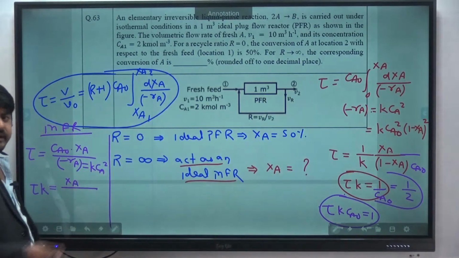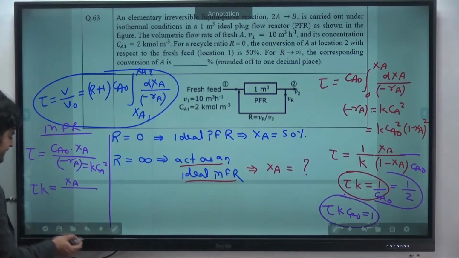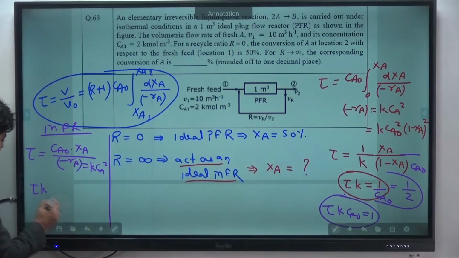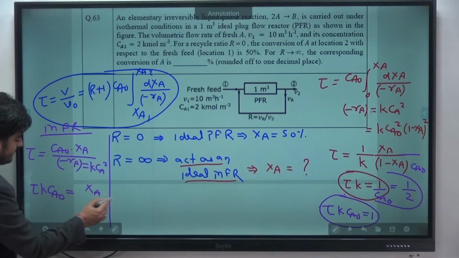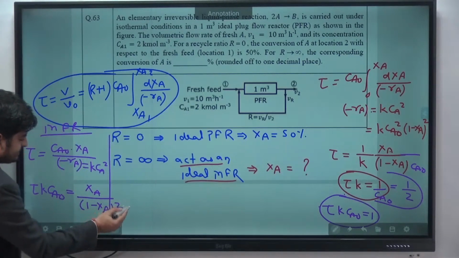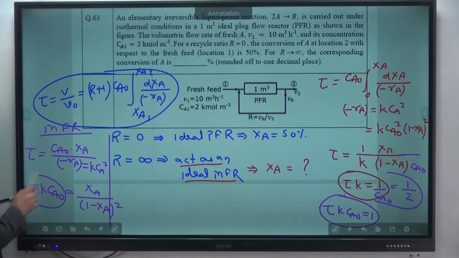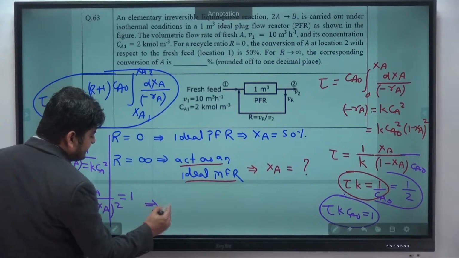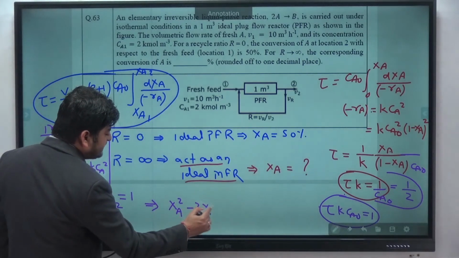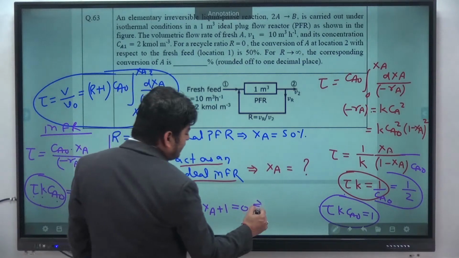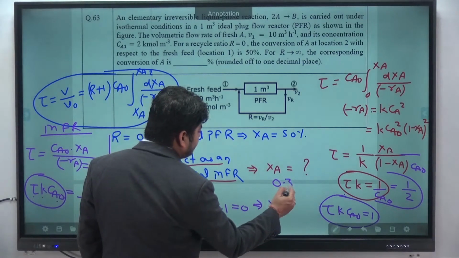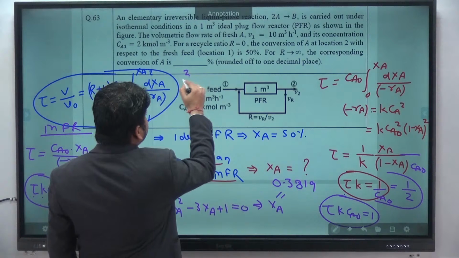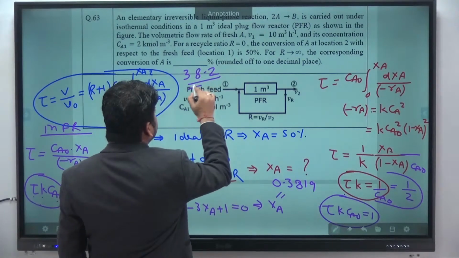Okay, that is the Damkohler number for a second order reaction. So similarly here, when I talk about the MFR, it will be like this equation. I hope you know this. So tau K Ca naught is the Damkohler number of second order. As Ca naught is the same, K is the same, and tau is the same, the Damkohler number will remain the same. So this value will be equal to 1, and when you rearrange this expression, you will get Xa square minus 3Xa plus 1 equal to 0, and on solving this you will get Xa equal to 0.3819 up to 4 decimal places. In percentage you can say 38.2%.